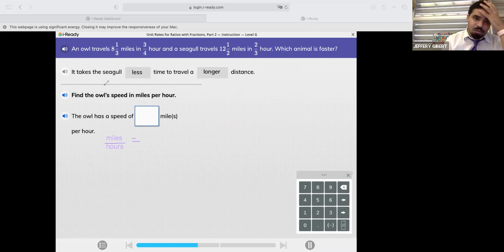Because 8 times 3 is 24. 24 plus 1 is 25. And then keep the denominator the same. All right, good job. So you got 25 over 3 over how many hours? Three over 4. Right. So now that you got your fraction set up, how do you get the unit rate?